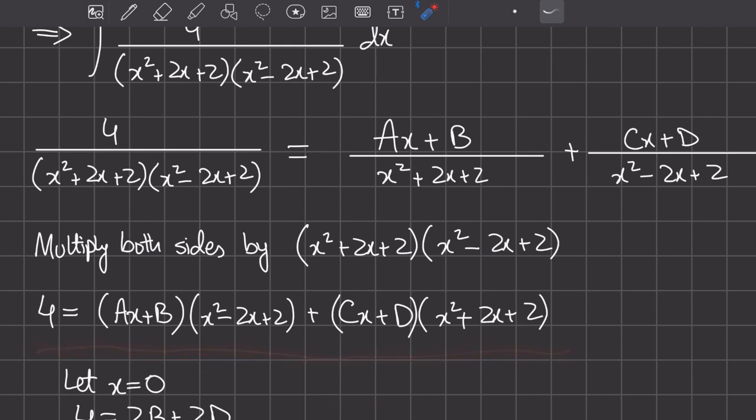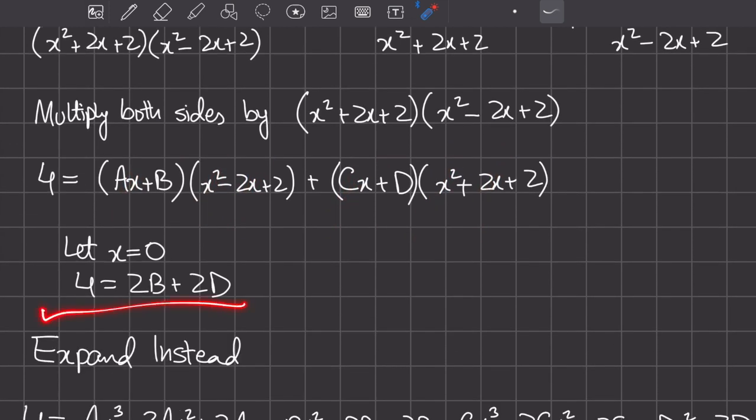We need to find the values for the four constants now. One powerful way to do this is by inputting values of x into the equation that helps us get rid of some terms and form simpler equations. We can input x equals 0 first. The left-hand side stays the same. However, on the right side, all these terms become 0. That gives us 2b plus 2d equals 4.